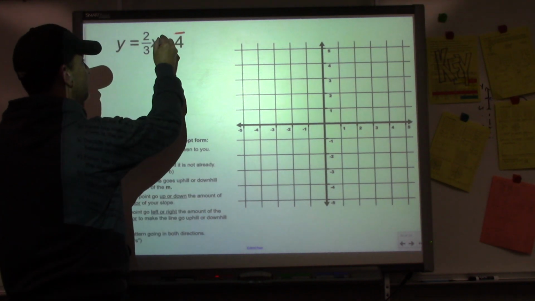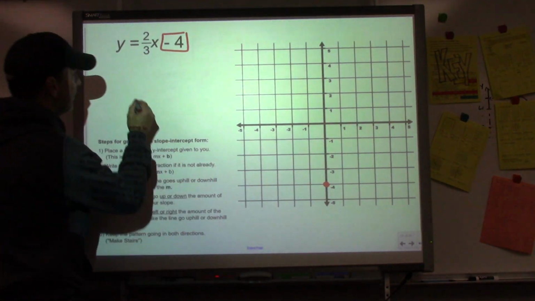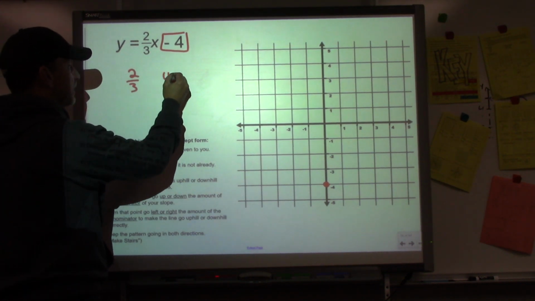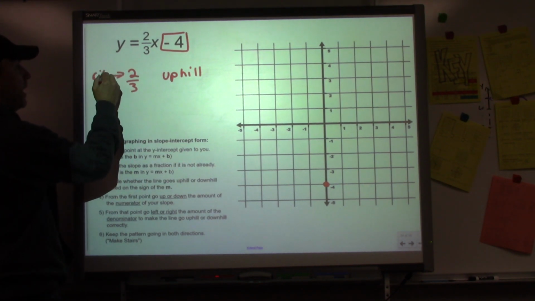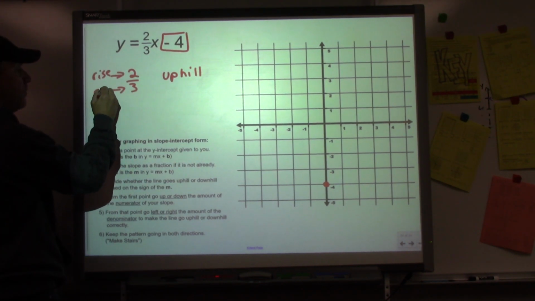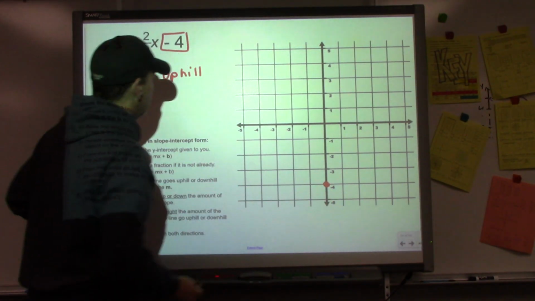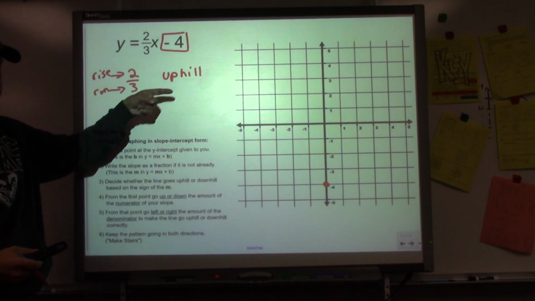We're going to put our first dot at the y-intercept, which is 4. We have our slope as a fraction, negative 2 over 3. We know that it is downhill. We know that that's my rise. We know that that's my run. So put our first dot at 4. We're going to rise 2 and run 3 to create a downhill line.